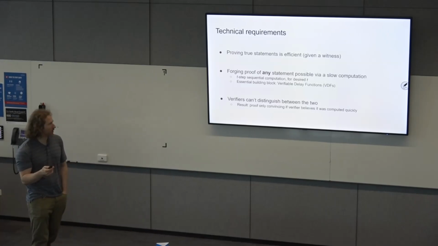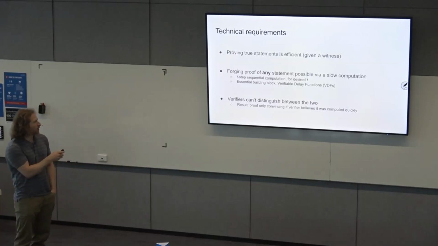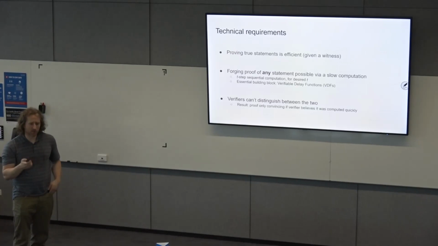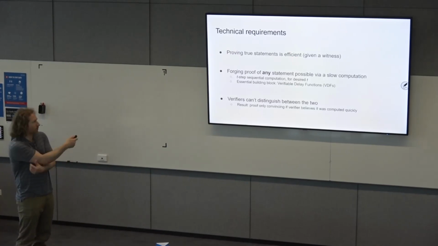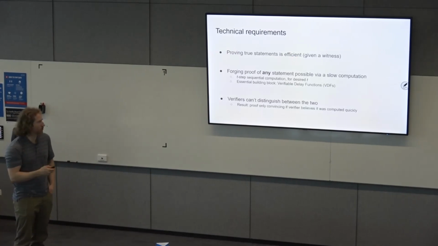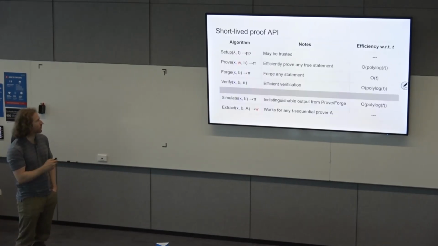And then we have the property that for verifiers, there's an indistinguishability property about whether a proof was produced by the genuine proof process or by forgery. And what that means is that if you think that a proof was computed quickly, then you're sure it's correct. But if you don't know how long it took to produce this proof, then it's not convincing anymore because it might be the result of this forgery process. So that's the high level idea of what we're trying to achieve. And I'll show you some applications.